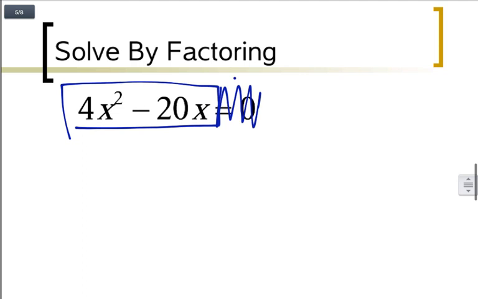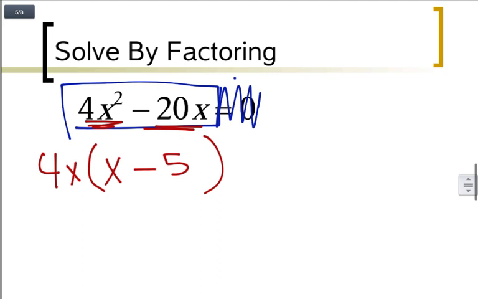You'll see that they both have a 4 in common and an x. And if I pull out a 4x and divide each one by 4x, the result will be x. And if I divide this by 4x, this will give me negative 5, and the x is canceled. Okay? So this would have been the result if I was just factoring completely. Well, now I've got one more step. It's supposed to be equal to 0. So the equal 0 part comes back into play.